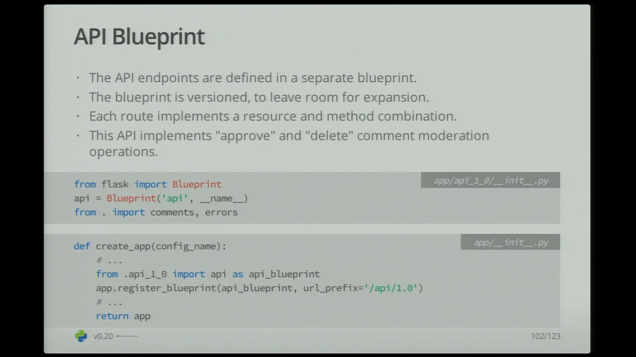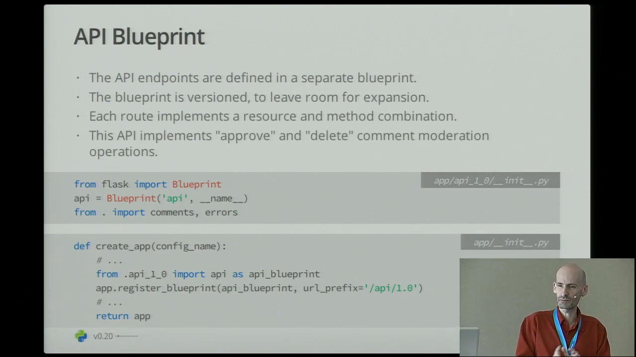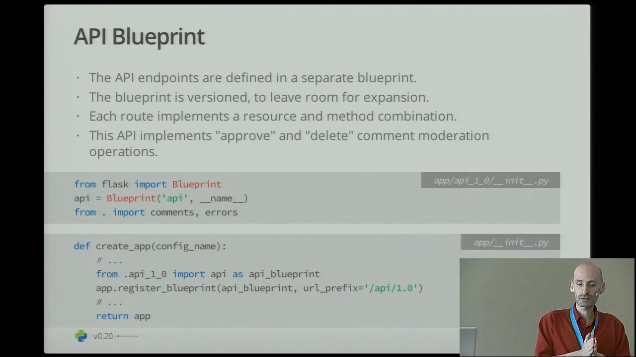But anyway, for this one, we're going to do an API blueprint. APIs typically are self-contained. You want to put them separate in your own blueprint. So new blueprint. APIs are very difficult to get right the first time, so I like to version my APIs. So I call this one version 1.